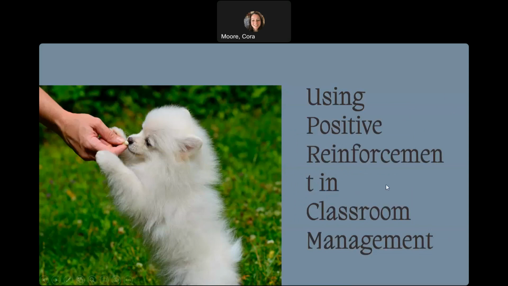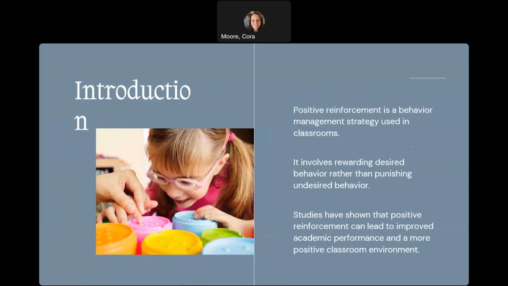Class, in this lecture, we're going to look at using positive reinforcement in the classroom. When it comes to positive reinforcement, as educators, it's essential that we are creating that environment that fosters motivation, encouraging engagement, and ultimately success for all our students. Positive reinforcement is a key concept that is derived from behaviorism, and it is widely recognized as one of the most powerful tools in shaping behavior and promoting learning.